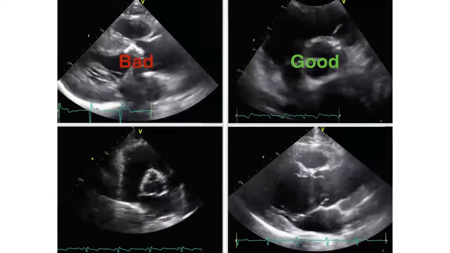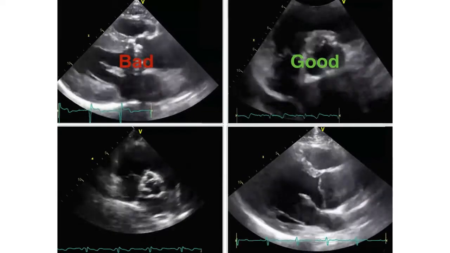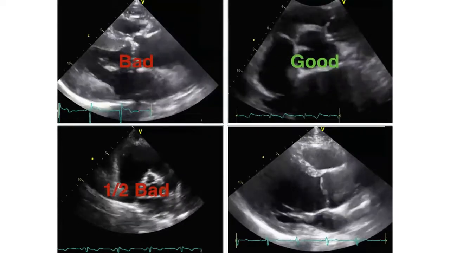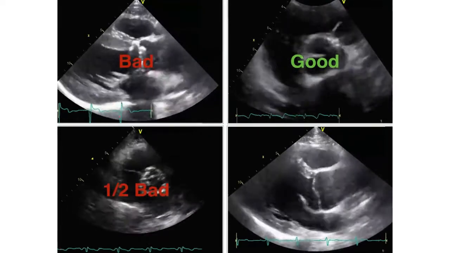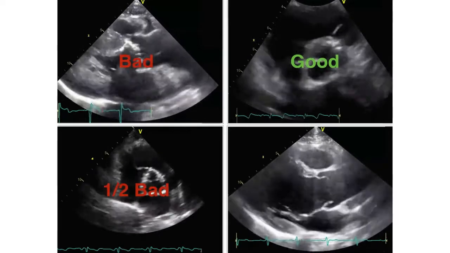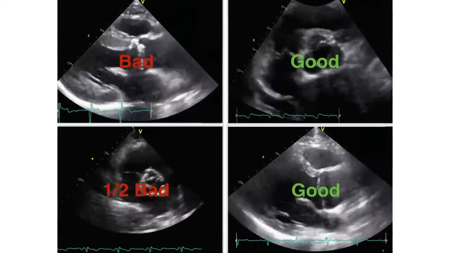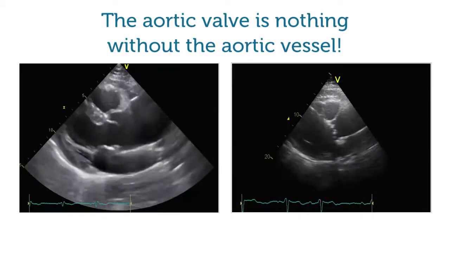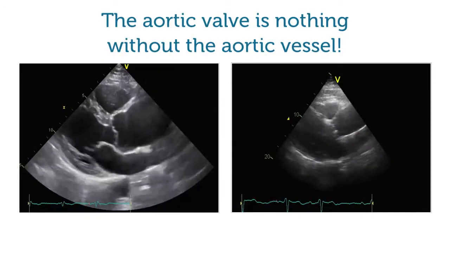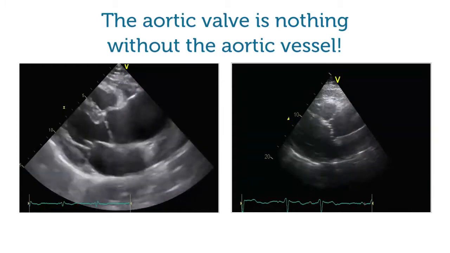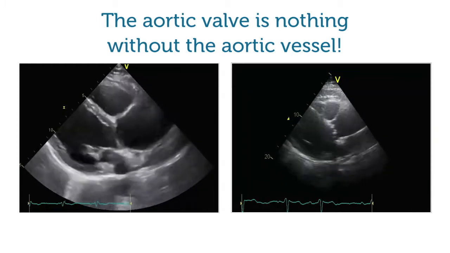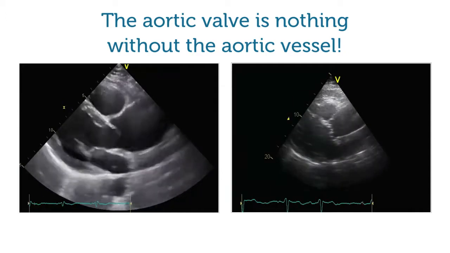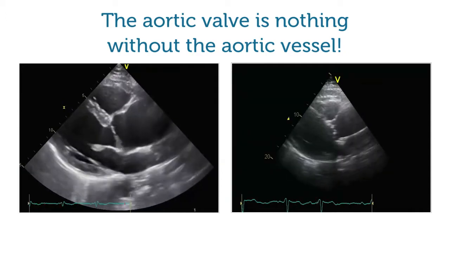The third one, well, actually, I would say this is half bad because it's calcified, it's a rigid valve, but still opens. And the last one is a normal valve. We can say it's good. We also consider the ascending aorta together with the aortic valve. Please do always consider them as a unique structure. This will help you make the diagnosis in complex cases.